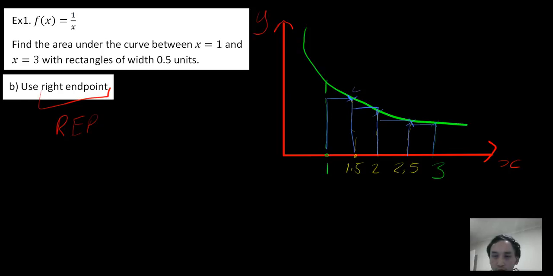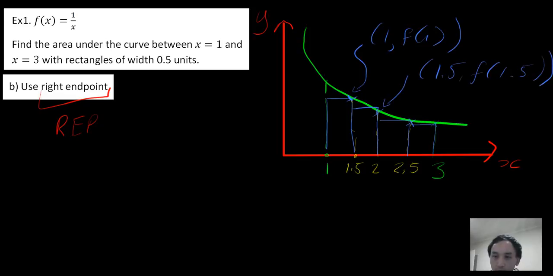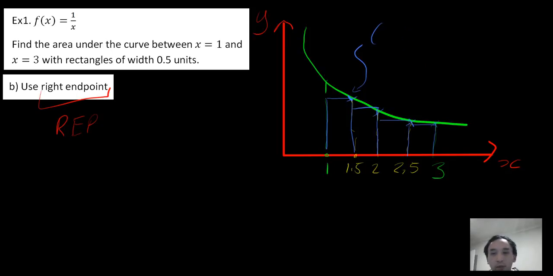We know that over here, this coordinate is 1, f of 1. Then we have 1.5, f of 1.5, and so on. The point is, we need to know where we end. This is why we draw out all of our coordinates over here, because we can easily get mixed up between LEP and REP. Over here, this coordinate isn't x equals to 1. This is x equals to 1.5.